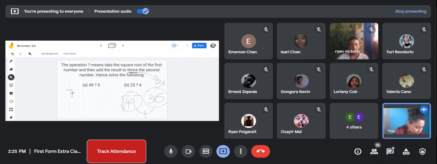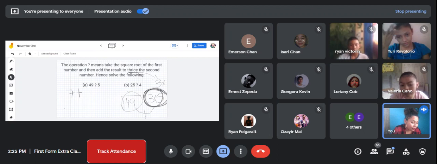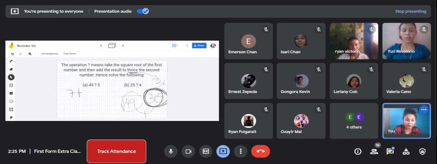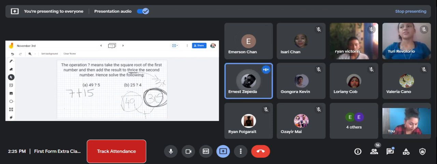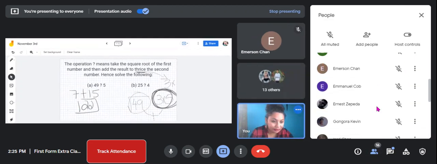Now, the second part says that whatever that answer is, I'm gonna add it to 3 times the second number. So what is 3 times 5? 15, miss. And what is 7 plus 15? 22. Very good. And then that is gonna be the answer.